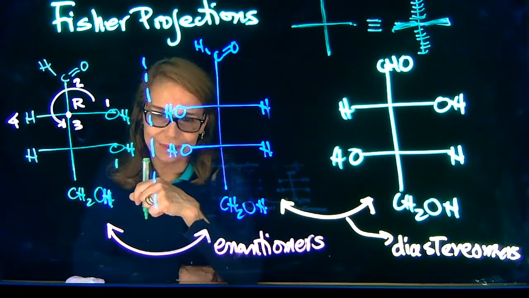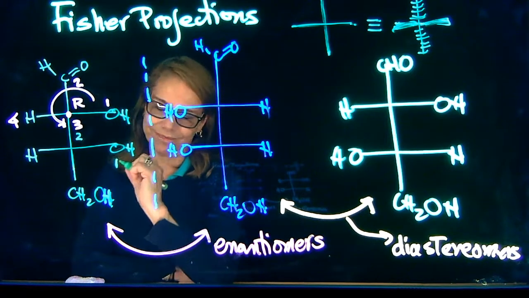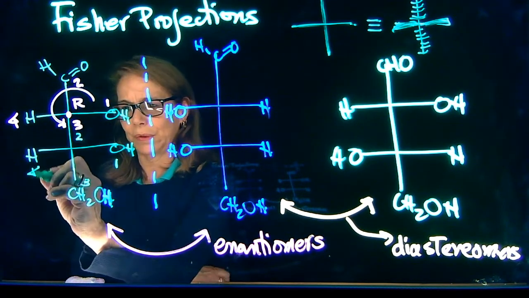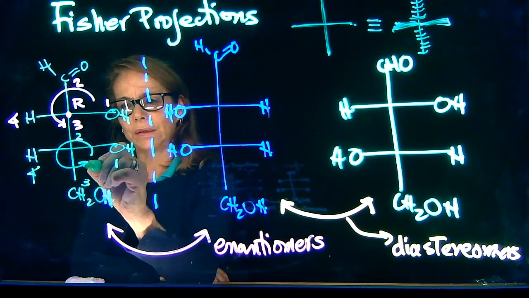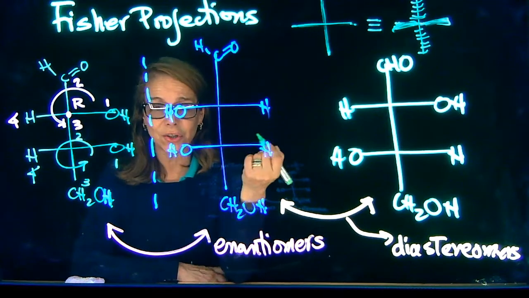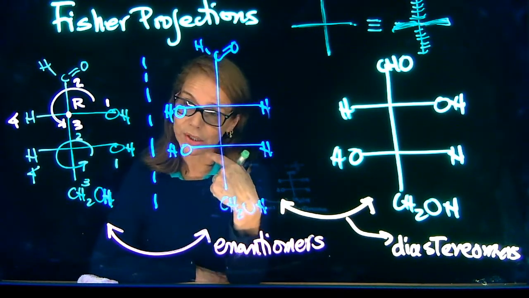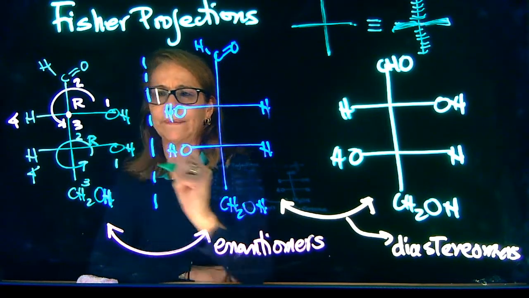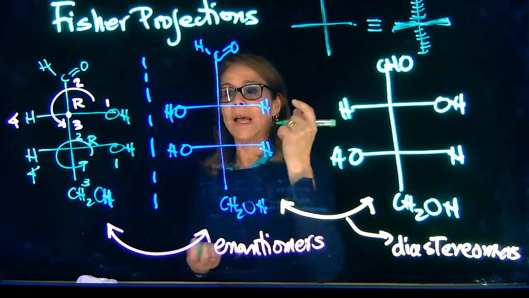This one I'm using a different color. Priority 2 is the chain above, priority 3 is the chain below, and priority 4 is this. So I'm going to go 1, 2, and 3. It also looks like S, but since you're looking at it with the hydrogen pointing towards you, it will be R. We also determined that the configuration of the enantiomer is inverted.